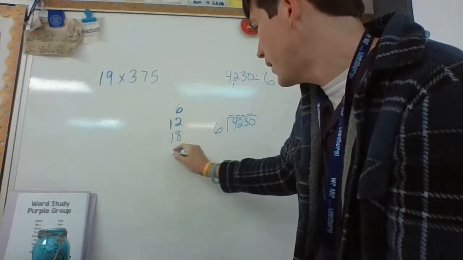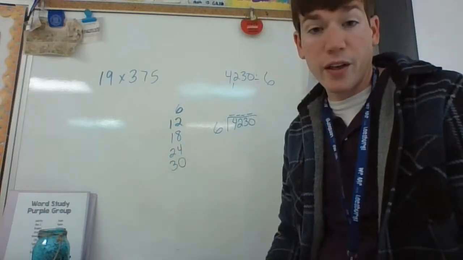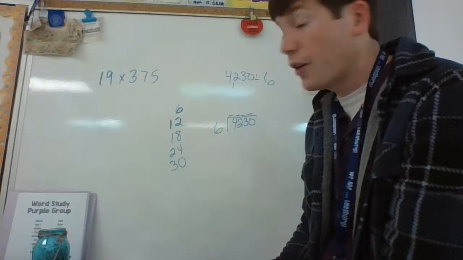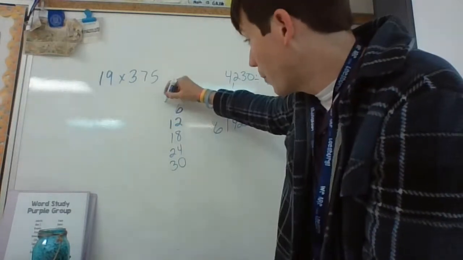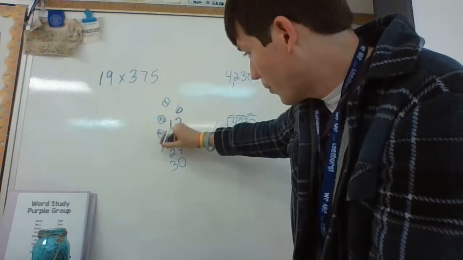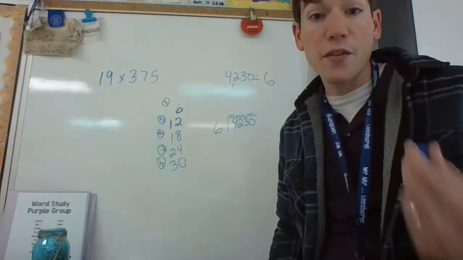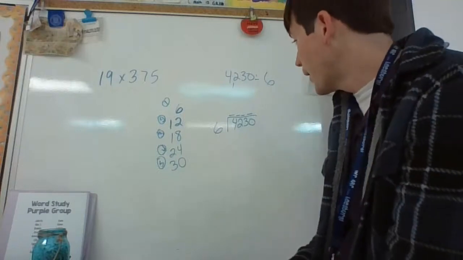12, 18, 24, 30. Now remember when we're thinking of this, we're thinking of how many multiples of these numbers. So this would be 1 multiple, 2 multiples, 3 multiples, 4 multiples, 5 multiples of 6. So keep that in mind.